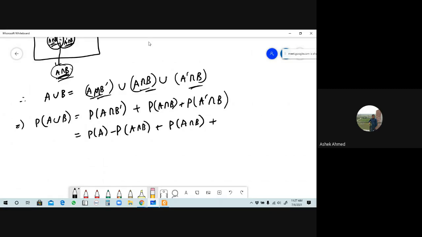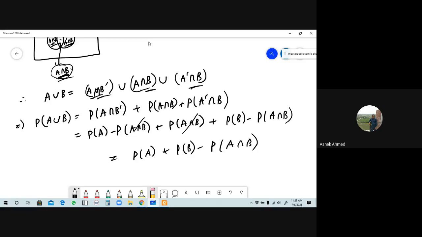And from here, this will be probability of B minus probability of A intersection B. From here you can cancel these terms. So this will be probability of A plus probability of B minus probability of A intersection B. From here you can remember this formula for the probability of the union of any two events.